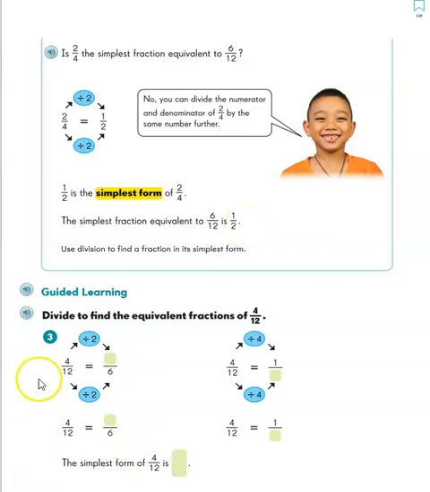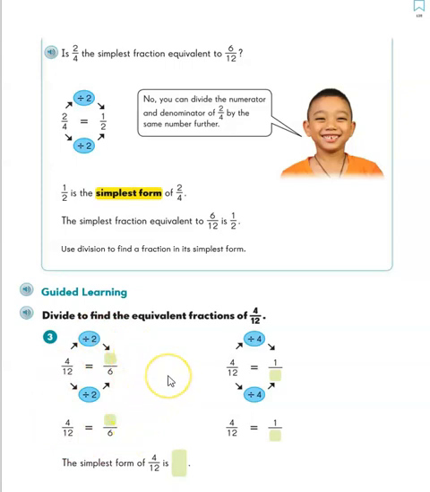Okay, so down at the bottom here, it's telling us to divide to find the equivalent fractions of 4/12. So here's our 4/12. We know that those are both even numbers, so we know that they can definitely be divided by 2. So we're going to do 4 divided by 2. That would be 2, of course. And then 12 divided by 2 would be 6. So we found that one equivalent fraction of 4/12 would be 2/6. Okay, so that's one way to find it.